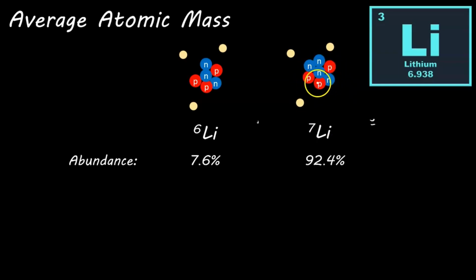And the percent abundance of these two stable isotopes is reported as 7.6% of lithium-6 and 92.4% of lithium-7. And the average mass equation, we're going to calculate, based on these percent abundances, we're going to calculate this average mass reported on the periodic table.